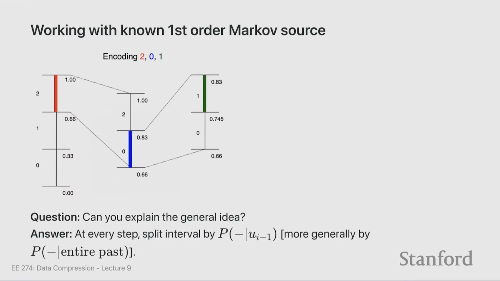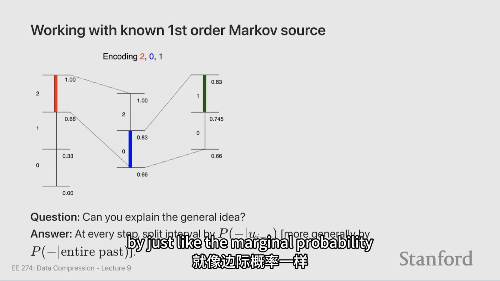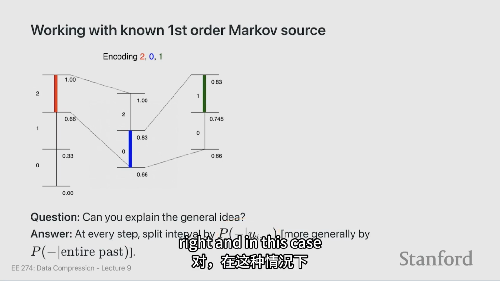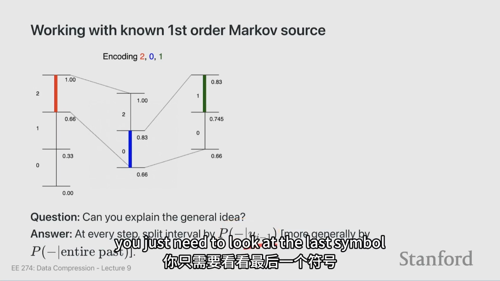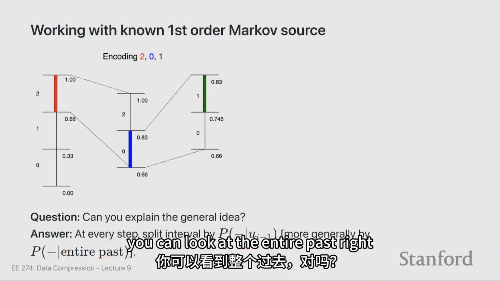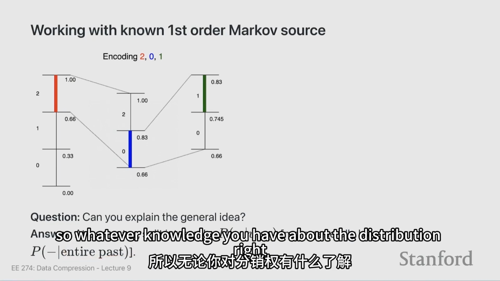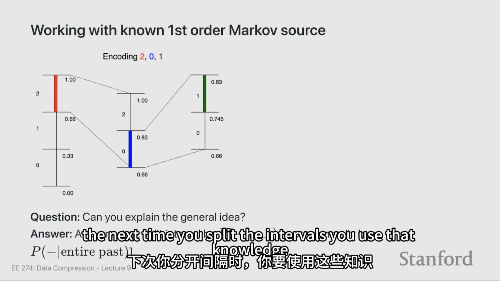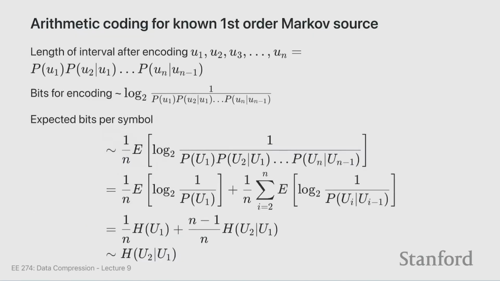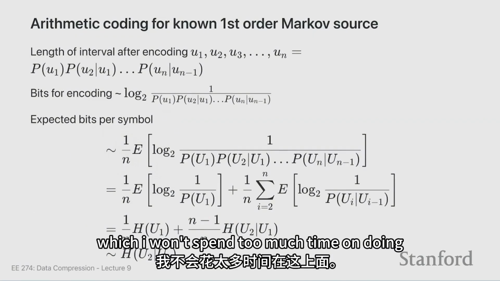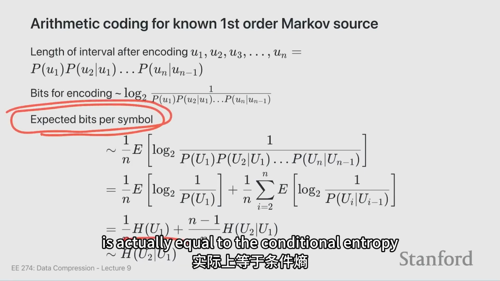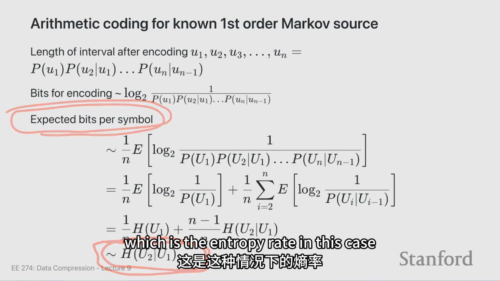Okay, right. So we just changed the model. At every step, instead of splitting the interval by the marginal probability, we split the interval according to the conditional probability given the past. In this case, because it's a first order Markov chain, you just need to look at the last symbol, but in general, you can look at the entire past. Whatever knowledge you have about the distribution, the next time you split the intervals, you use that knowledge. Then you can do the math, which I won't spend too much time on, but what you get at the end of the day is that the expected bits per symbol is equal to the conditional entropy, which is the entropy rate in this case.